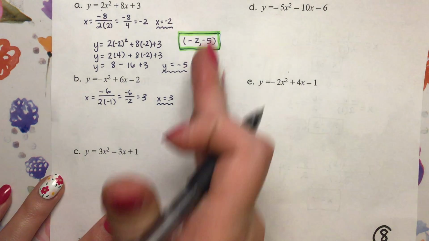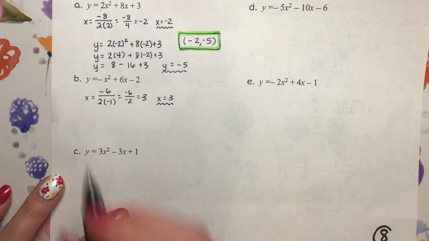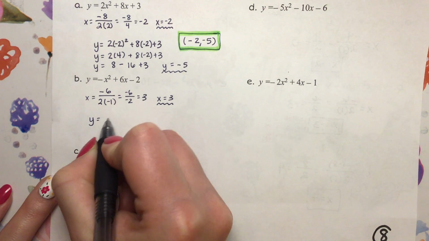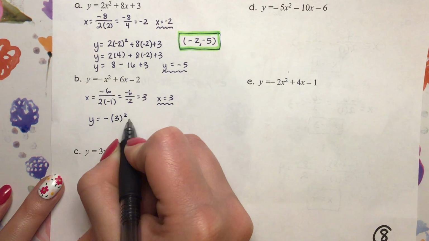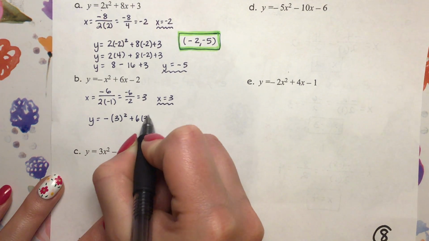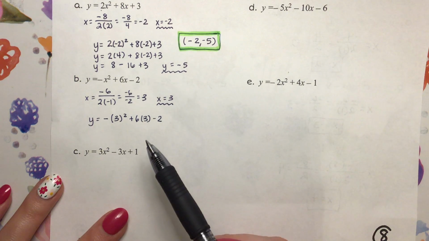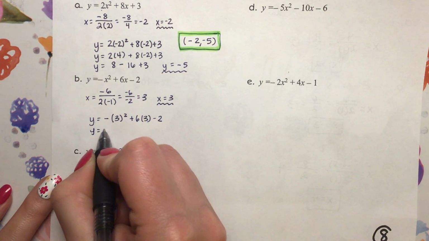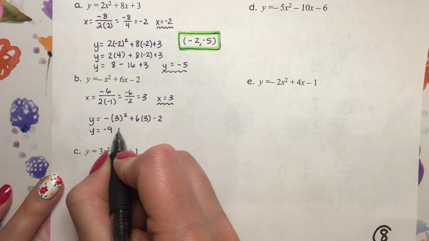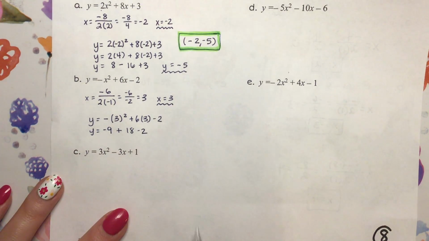But where on that axis of symmetry is the vertex? So I'm going to take that x equals 3 and substitute it back in. So this gets me y is equal to negative of 3 squared plus 6 times 3 minus 2. Now I'm following order of operations. 3 squared is 9, so I have y is equal to negative 9 plus 6 times 3 is 18 minus 2.